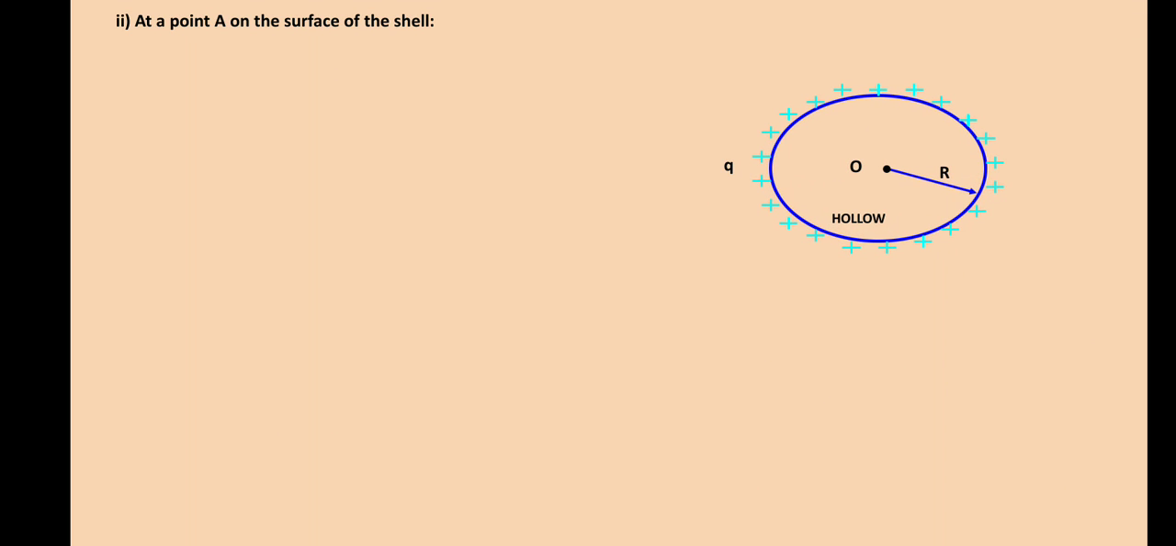Now what happens at a point A which is on the surface? Consider the same spherical shell which carries the positive charge and radius R. I am going to consider a point A on the surface of the spherical shell. On the shell I am going to consider a small area dS that is acting radially outward, and the electric field intensity is also acting radially outward. That means the area vector and the electric field vectors are in the same direction, so theta will be 0.